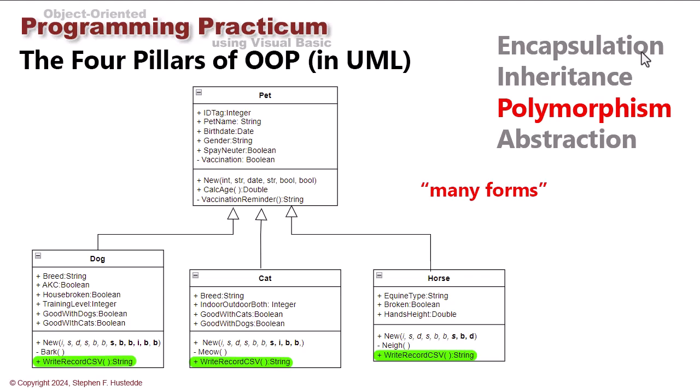It takes on a different form in each one of those three classes, yet it's named the same. So it doesn't really matter whether I'm working with a dog or a cat or a horse, maybe in a list of instances of type pet that include those subclasses. I can call the writeRecordCSV and it will return the correct string for that type of pet.